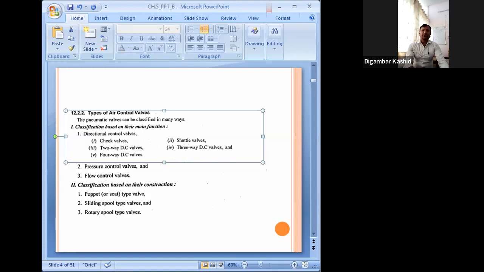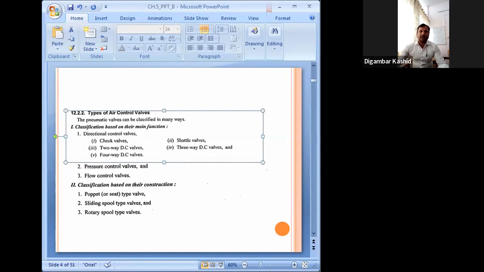In direction control, again we have the check valve, two-way direction control, four-way direction control. Ways means the ports. Then the shuttle valve is there, then three-way direction control. For each and every type of direction control, we are going to further discuss the principle of operation and working of each one.